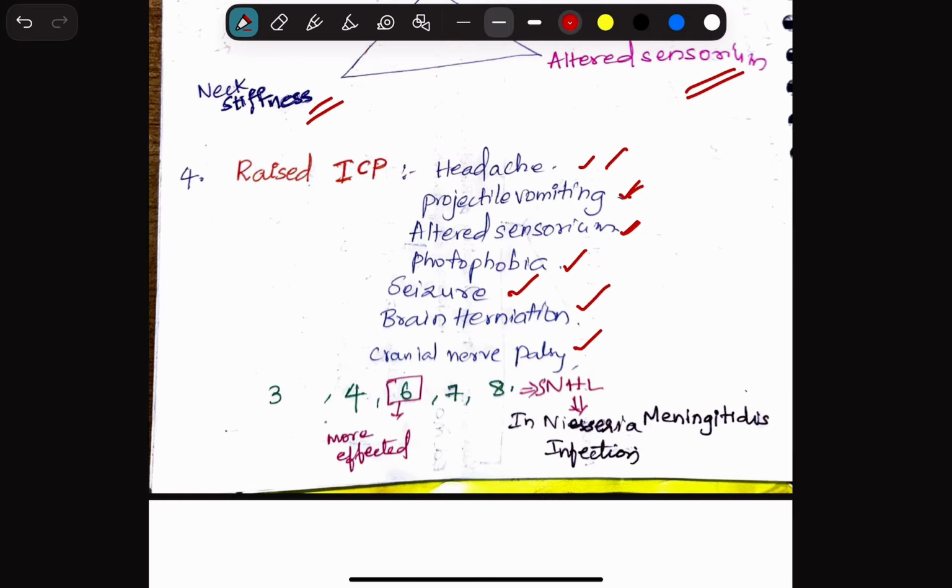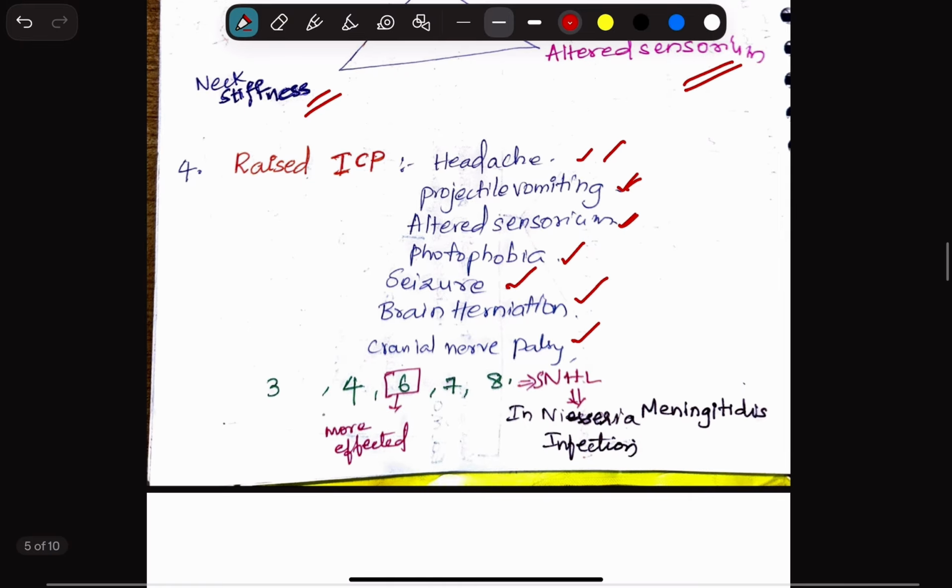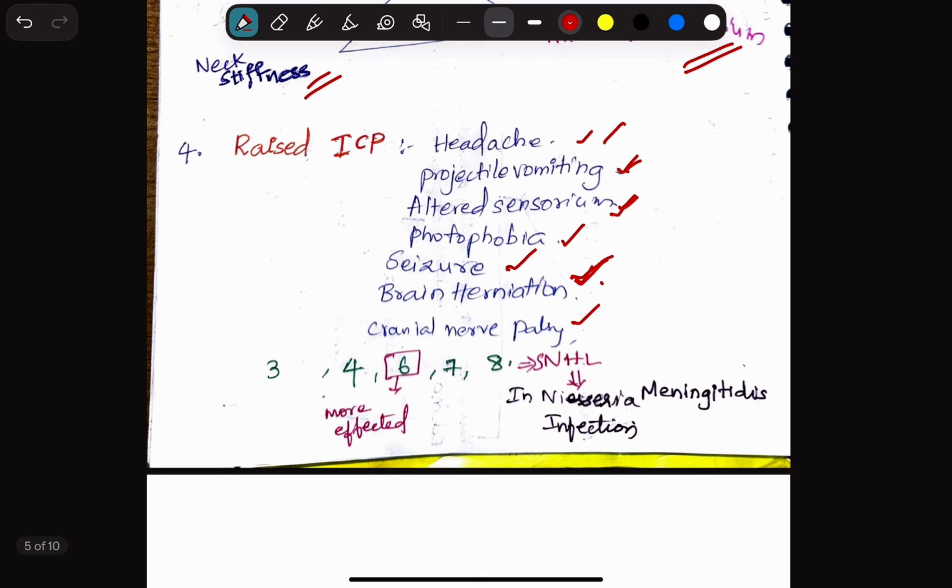Due to increased intracranial pressure, there will be altered sensorium. Brain herniation occurs to escape the pressure, and this may occur through the foramen magnum. Many cranial nerves are affected: the third, fourth, sixth, seventh and eighth. But the sixth cranial nerve is the most affected one when compared to all the other cranial nerves.